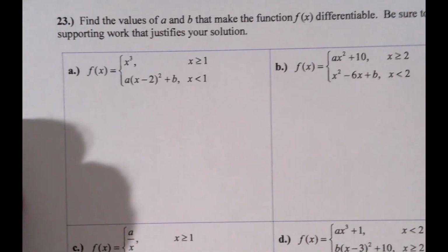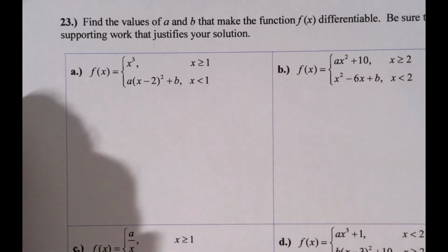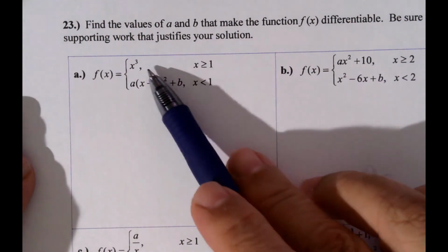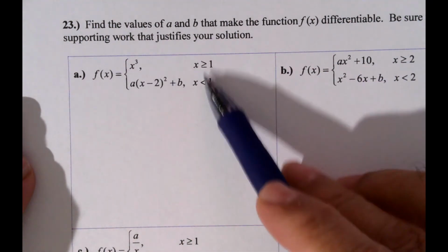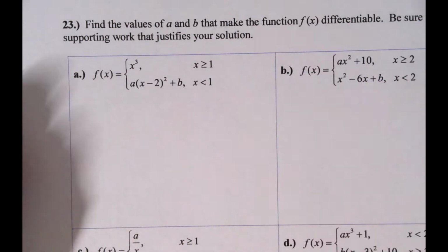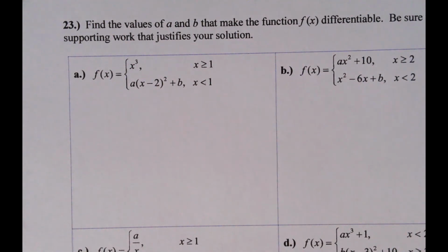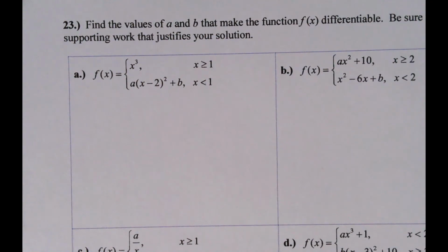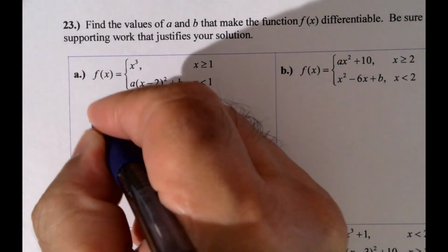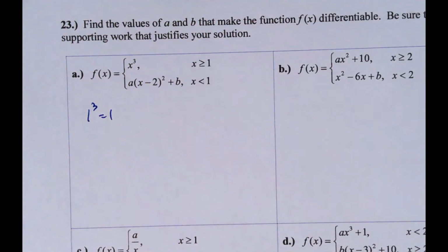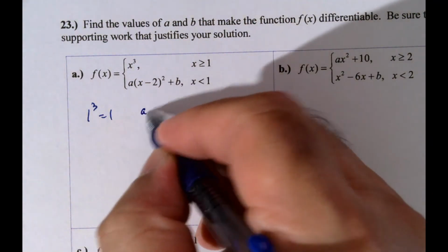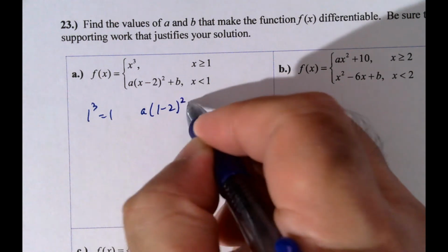For a function to be differentiable, it must also be continuous. So two things must happen: these two pieces have the same value at the boundary, or the same limit. The easiest way to say that they have the same limit is just plug 1 into both pieces. So we plug 1 into the top one, it's 1 cubed, or just 1. And plug 1 into the bottom one, that would be a times (1 minus 2) squared plus b.